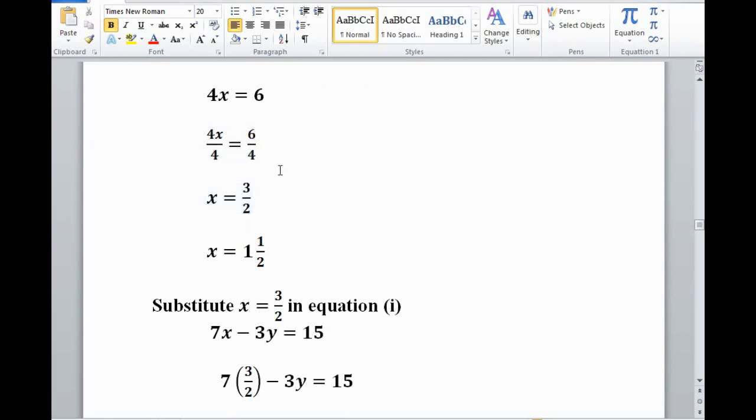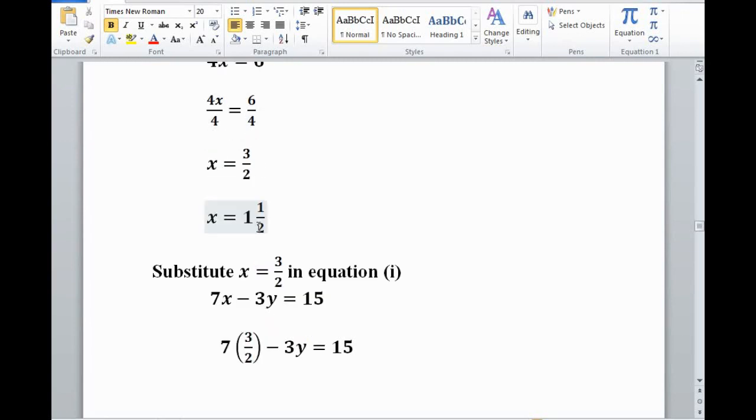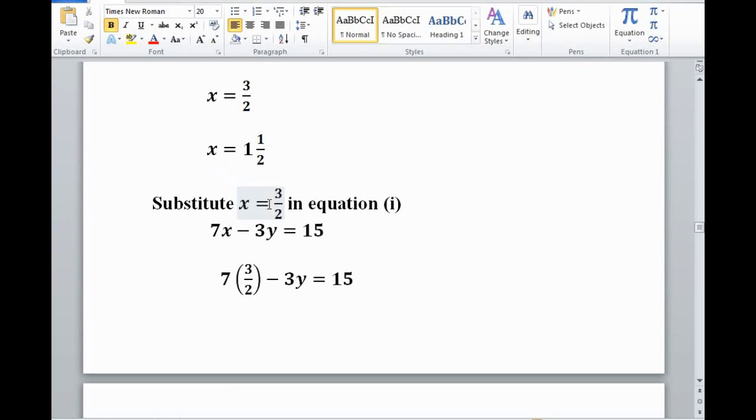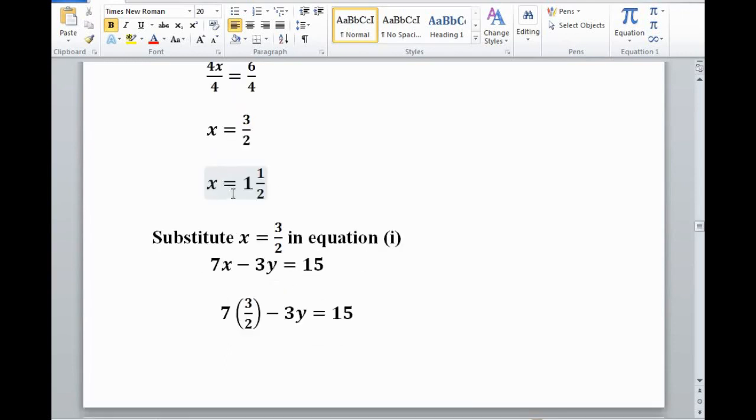We have a common factor between these two numbers, 6 and 4. The common factor is 2. So let's divide 4 and 6 by 2. We get 2 times 3, 6 and 2 times 2, 4. 3 upon 2 is an improper fraction which can also be expressed as 1 whole 1 upon 2. So this is the true value for x, 1 whole 1 upon 2.